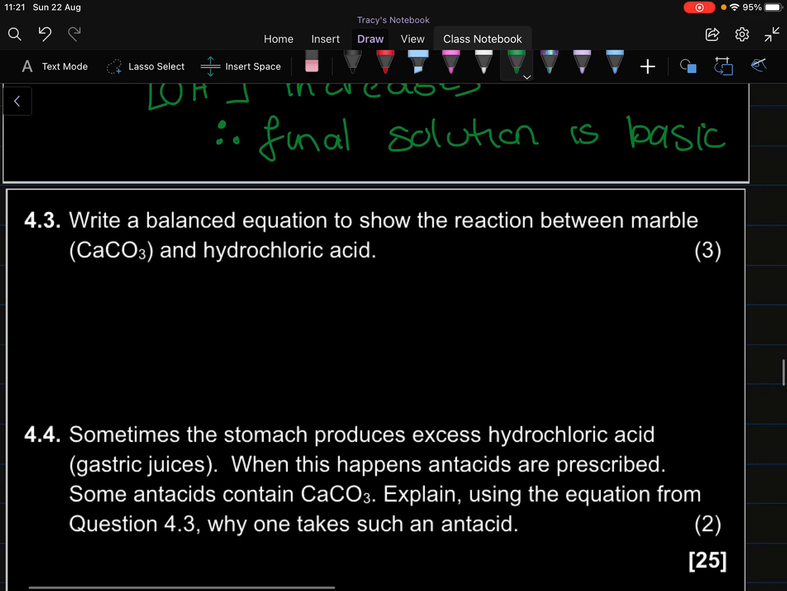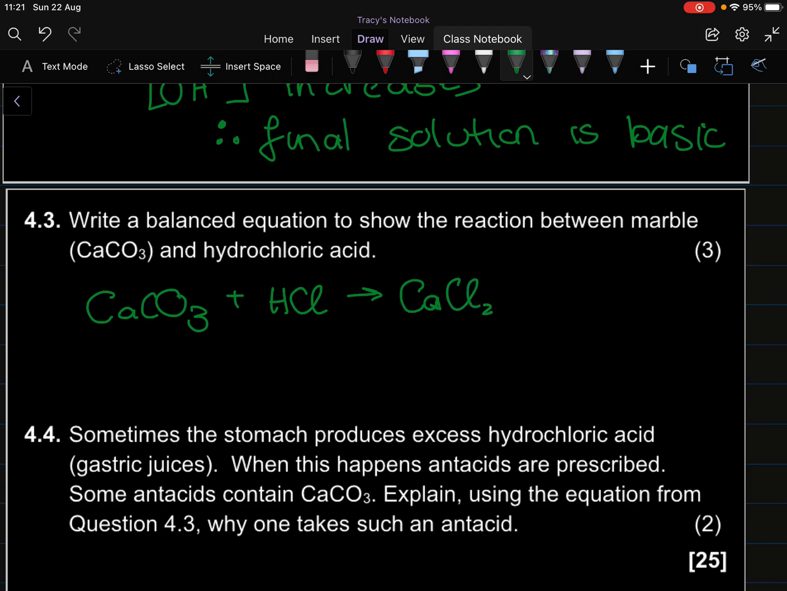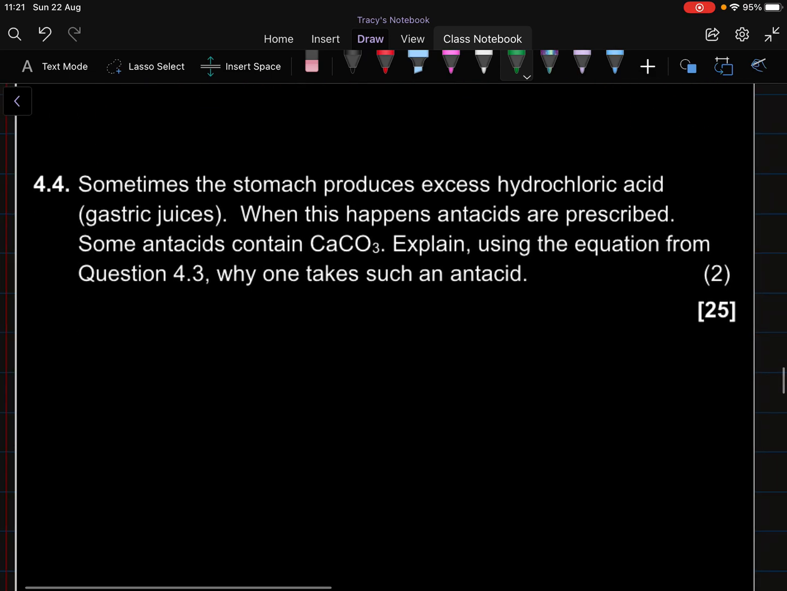Then write a balanced equation to show the reaction between marble, CaCO3, and hydrochloric acid. Well, it's a carbonate plus an acid. That means you're going to get a salt, CaCl2, plus water, plus carbon dioxide. So we're going to need a 2 there, and that's my balanced equation. Okay? Straightforward. Let's just check. 2, yeah, balanced.